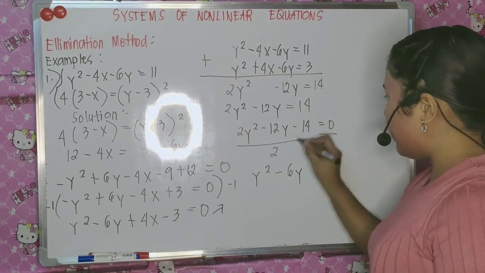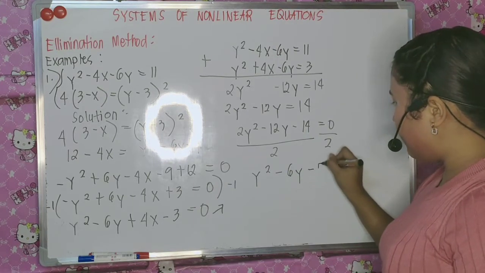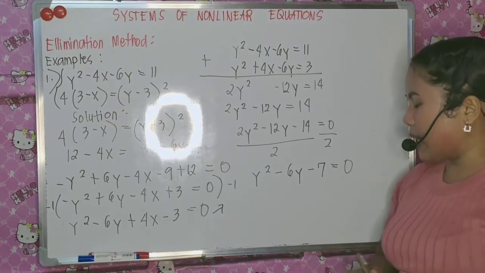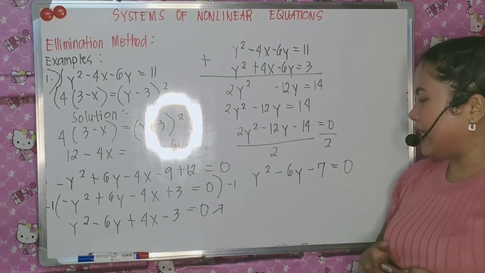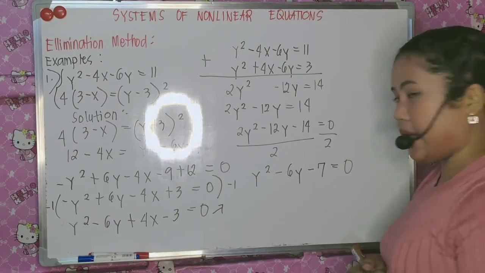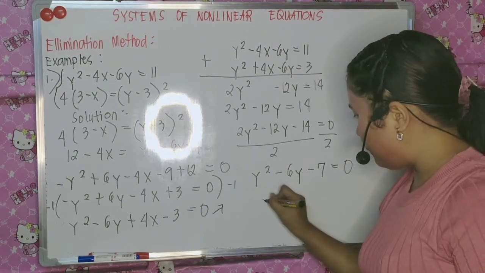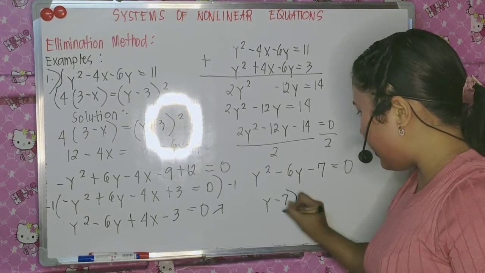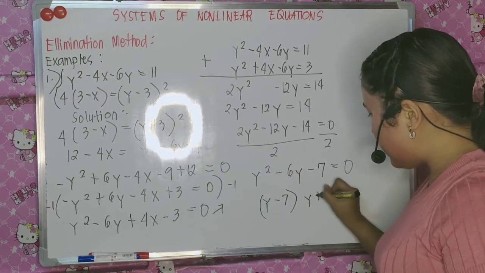Then, negative 14 divided by 2, mayroon tayong negative 7. Then, 0 divided by 2 is 0. So, next step natin is, mahanapin natin yung factor out niya. So, the factor for y squared minus 6y minus 7 is y minus 7 and then y plus 1.